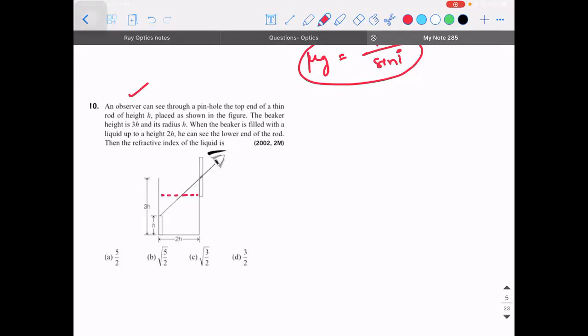So when the liquid is filled to a height of 2h, what is happening? The ray starts bending in such a way that he is able to see the bottom also. Then what is the refractive index of whatever liquid is used? Mu L is equal to how much? How do we solve this, guys?